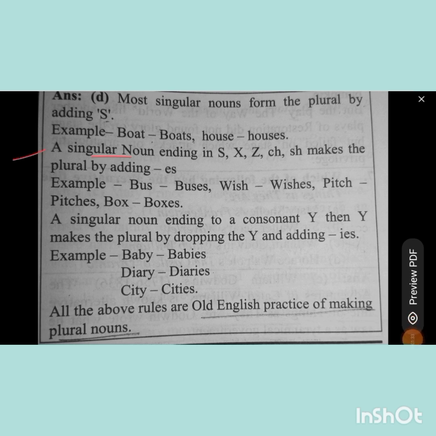A singular noun ending in s, z, x, ch, sh makes the plural by adding es. It means when we have s, z, x, ch, sh at the end of any noun, we have to use es at the end of that word to make it plural. For example, bus, buses, wishes, peaches, boxes.